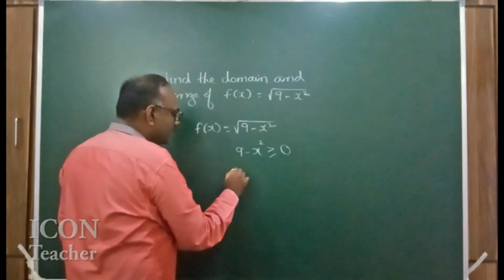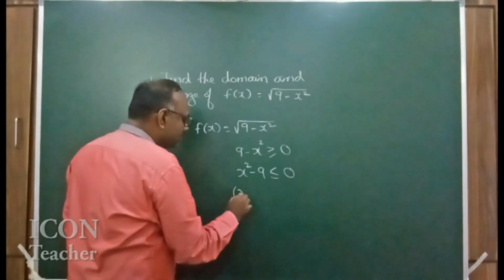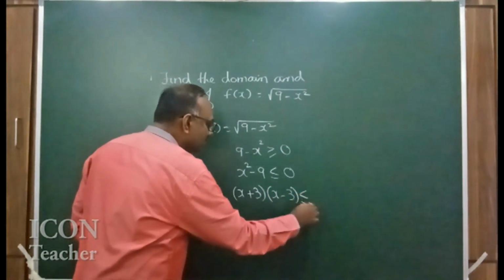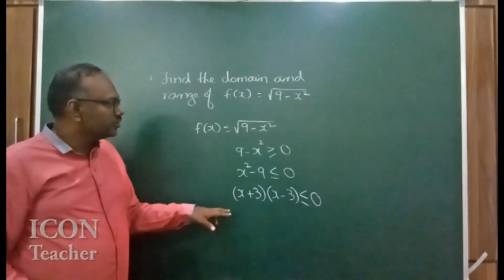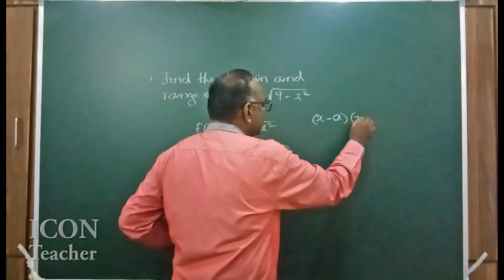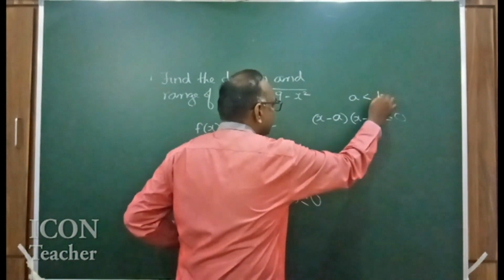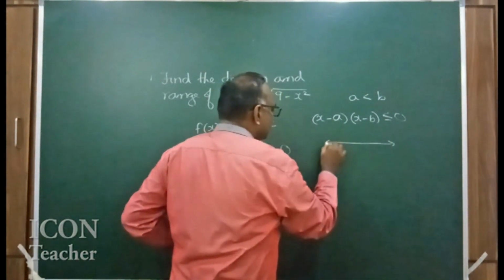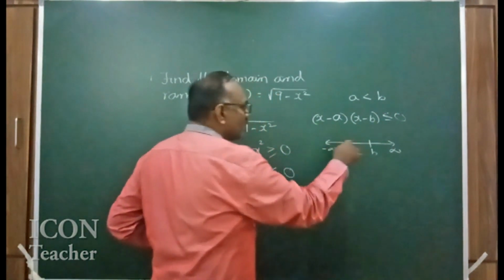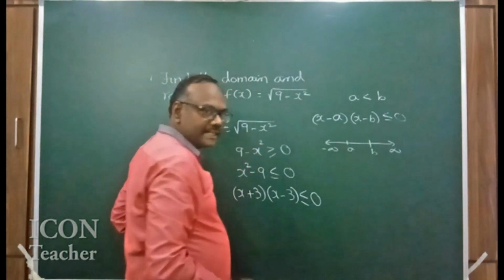By multiplying with minus 1, you get x squared minus 9 is less than or equal to 0. On factorizing, we get x plus 3 into x minus 3 is less than or equal to 0. The solution of this can be obtained using the identity: x minus a into x minus b is less than or equal to 0. Here we assume that a is less than b. So on the number line, we locate a and b, which divides the total number line into three intervals: minus infinity to a, a to b, and b to infinity.